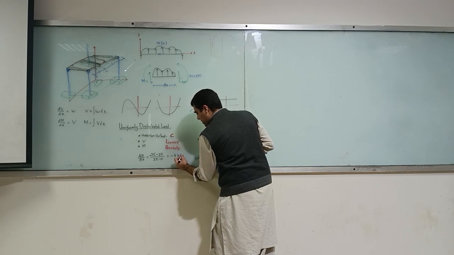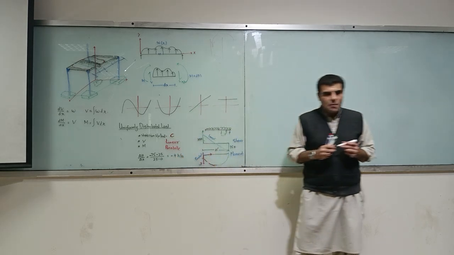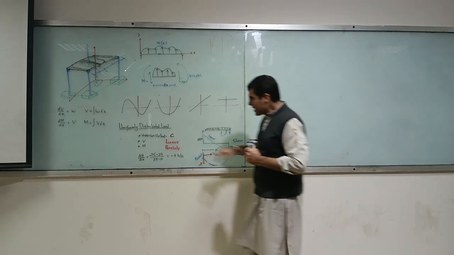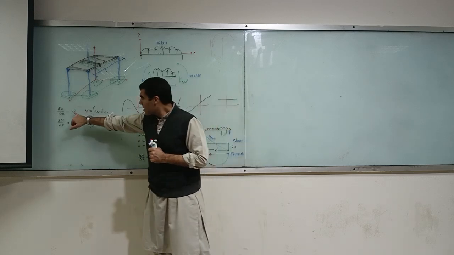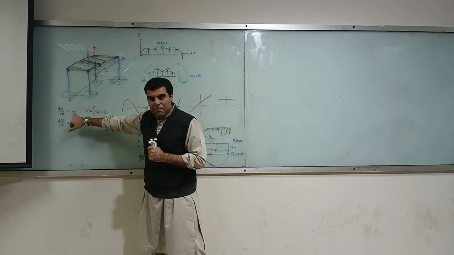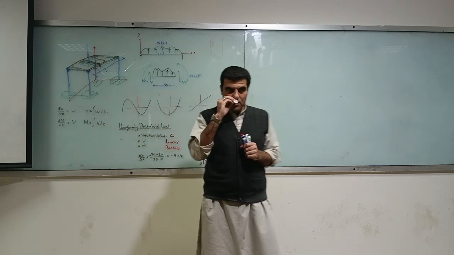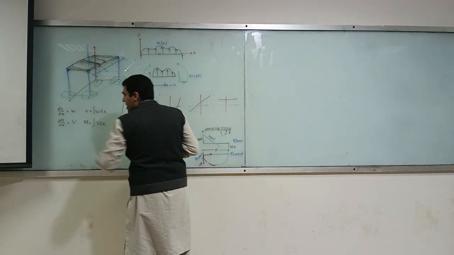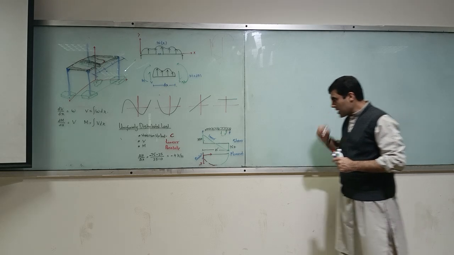kip per foot. What is this? What is minus 4 kip per foot telling us? It is also the applied load, isn't it? That is the applied load also. Is it not? The slope is equal to the applied load. That's what we worked out. So this is also the applied load.